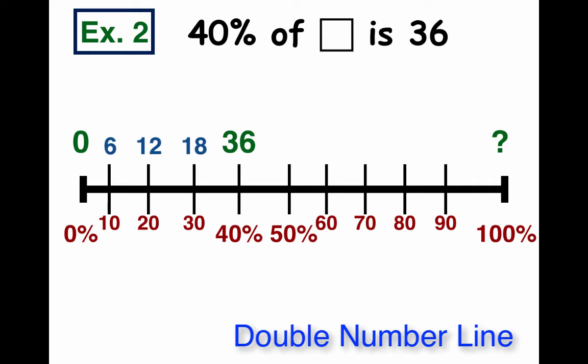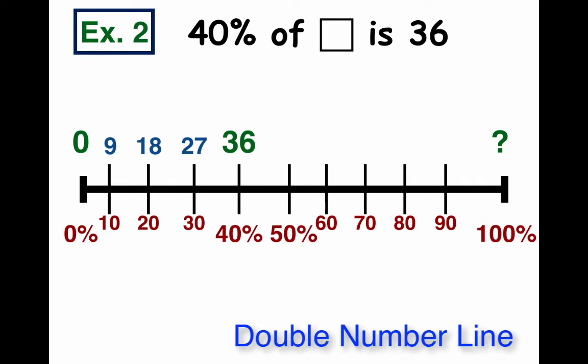What if I go by 6s? 6, 12, 18. What comes after 18? 24, that doesn't work. What number can we count by that'll get us evenly up to 36? How about 9s? 9, 18, 27.